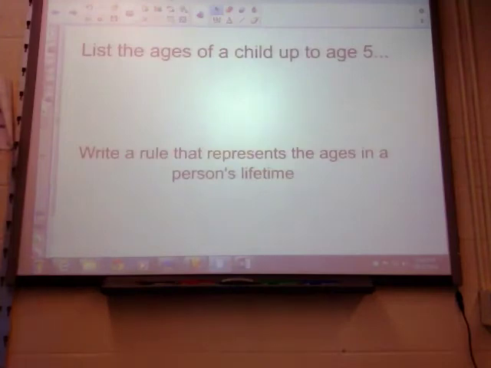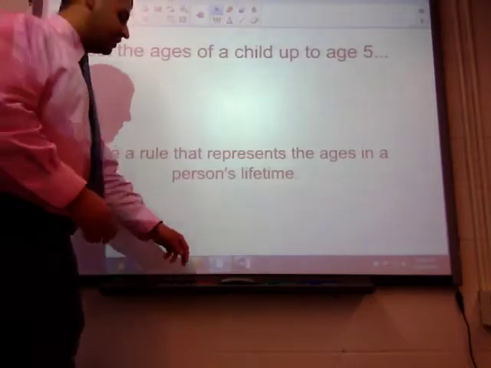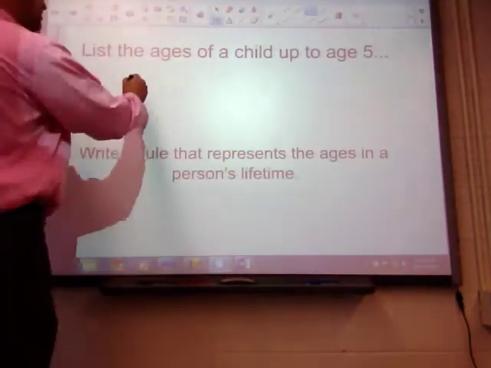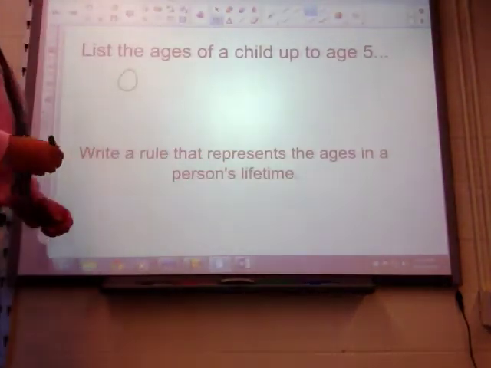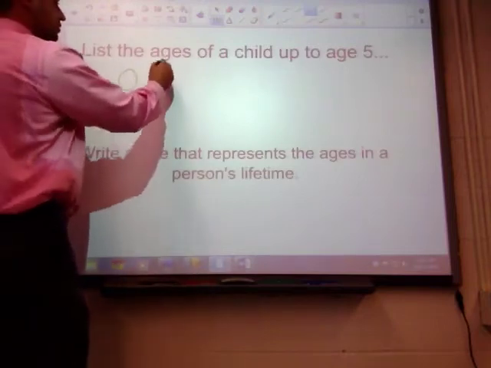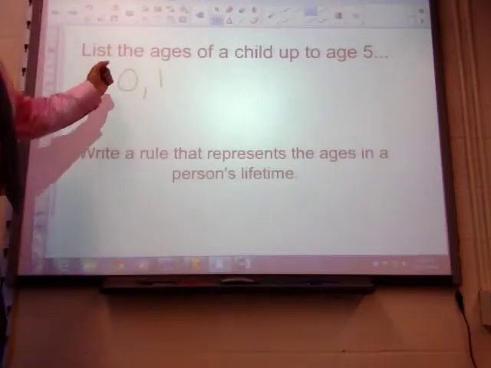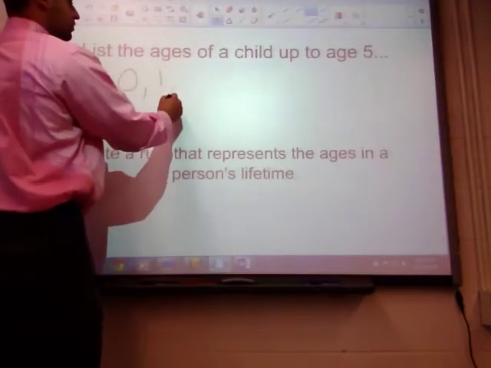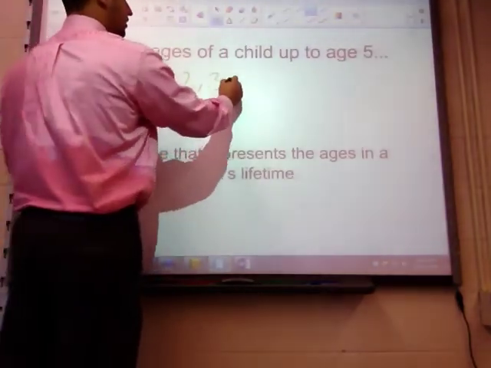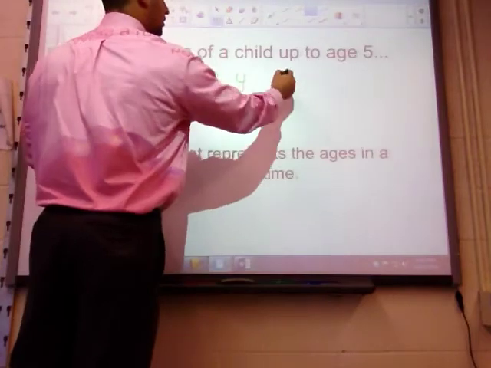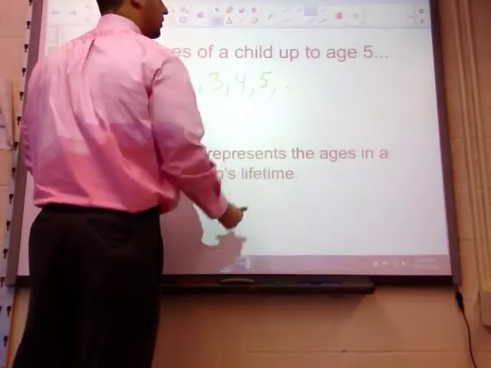So list the ages of a child up to age 5. This is a good way to kind of figure out how these work. As you're born, you have to be age 0. Okay, you're not born at age 1. So that's why when we talk about f of 0 being our initial term, that's what we mean. It's our starting point. So 0, 1, 2, 3, 4, 5, and so on and so forth.